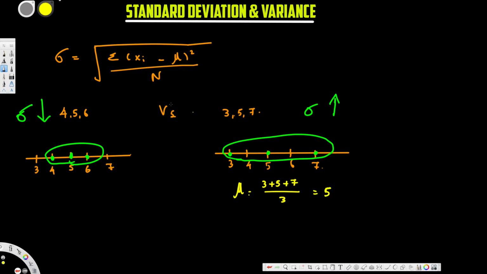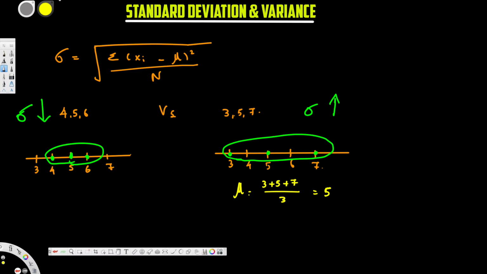Now after we find out the mean, we just have to plug it in this equation, and that's going to give us the population standard deviation. The population standard deviation equation is sigma, square root of summation of xi minus the mean, where xi is every point. So we have to subtract the mean from every point, square it, and add them together.